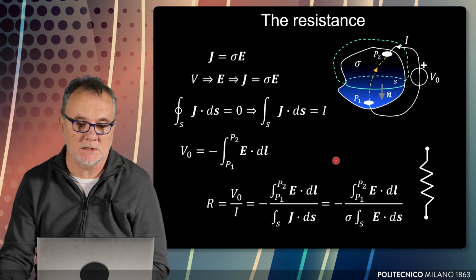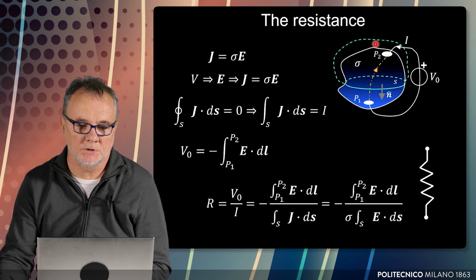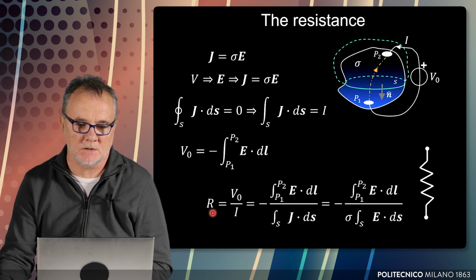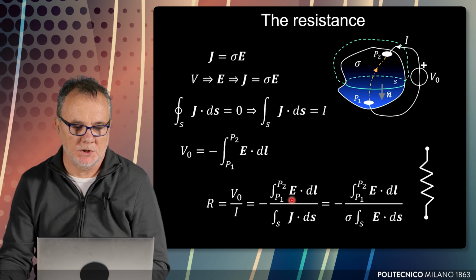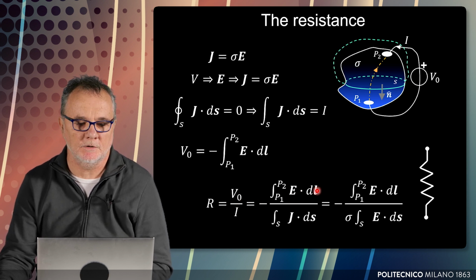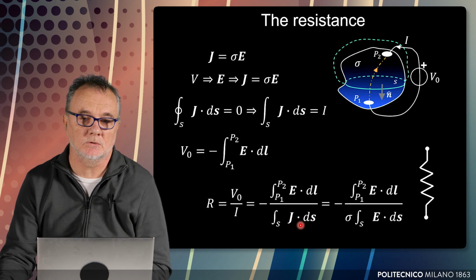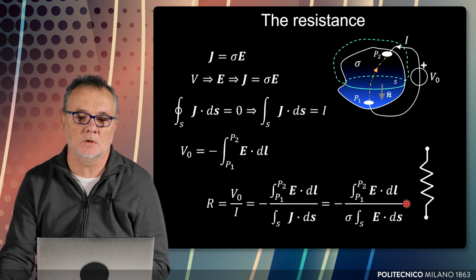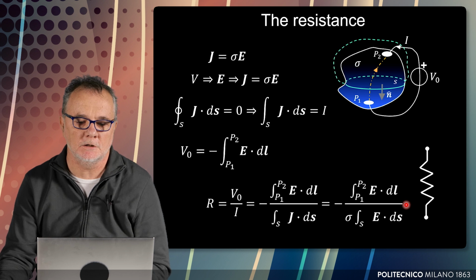Another relationship that relates the voltage difference and the electric field is the well-known line integral from P1 to P2, with a minus sign, of the electric field, which gives the voltage difference. So the resistance of the system is the ratio between the voltage applied and the current that flows, in which the voltage applied can be written in terms of the electric field, and the current that flows can be written in terms of the current density in the material. The current density is related to the electric field, so as you see, we have an expression of resistance which is strictly related to what physically happens inside the material, in which there are two integrals that only involve the electric field in the material itself.